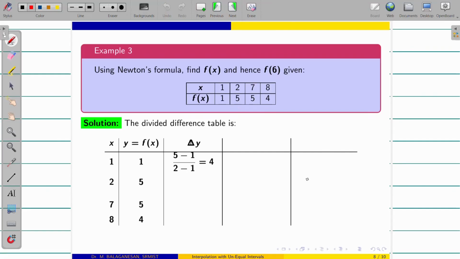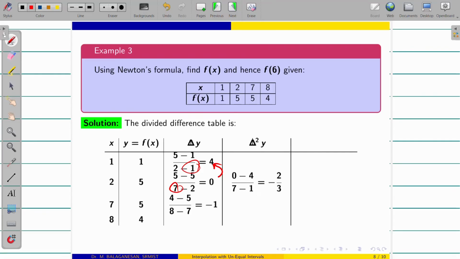Right. Find the divided difference. You know very well: 5 minus 1 divided by 2 minus 1. Similarly, proceed with the next one. Already I have given the clue. 0 minus 4 divided by the left value of the next one, including sign, minus the right value of the previous one.